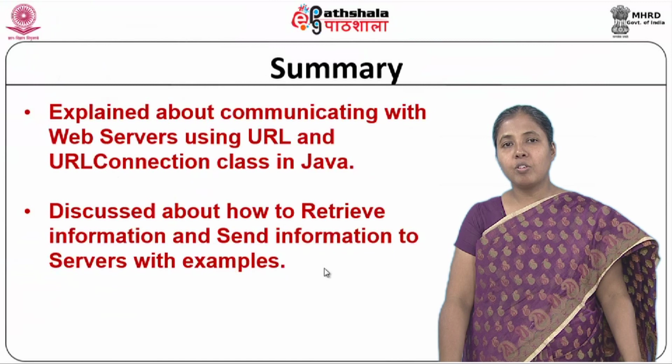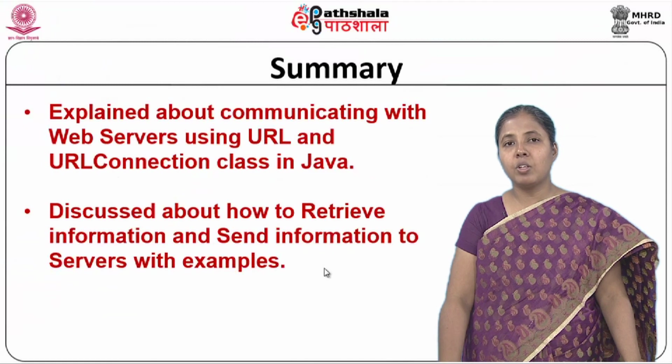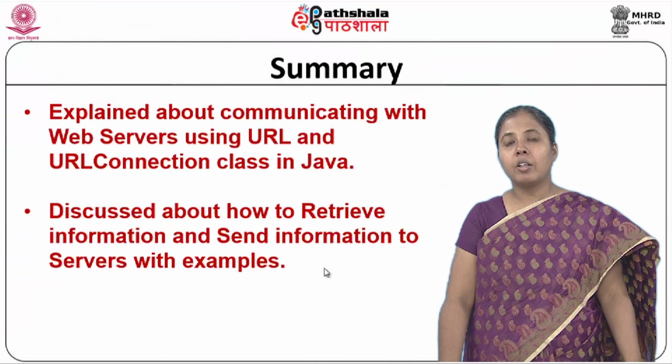So, the summary of this module: we have seen how communications can be made with web servers using the classes called URL and URLConnection in Java, and we have also discussed how to retrieve information and send information to servers with a few programming examples. And we have seen that there are two kinds of methods, the GET method and the POST method, by which you can send information or make URL connections to the servers.